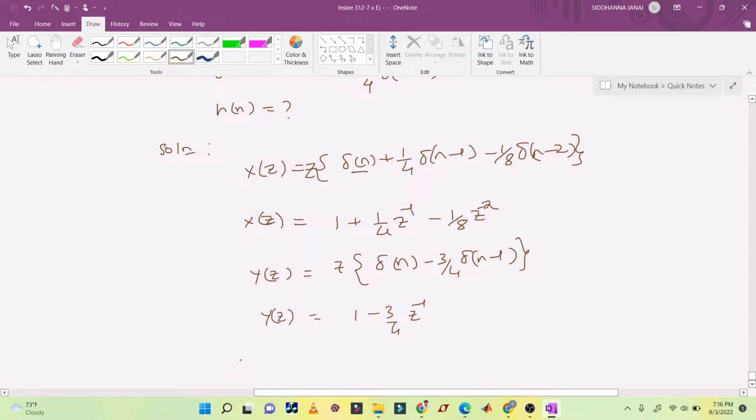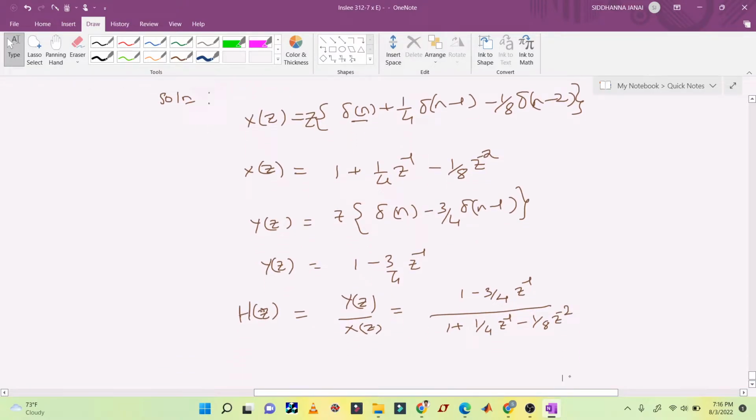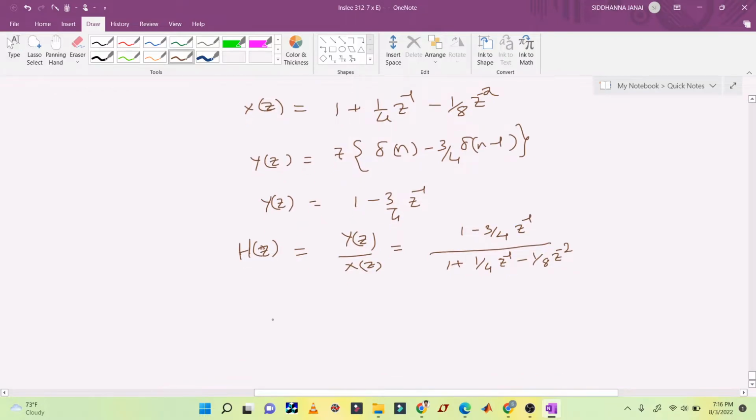So now what is h of z? Now h of z is equal to y of z divided by x of z. So h of z is 1 minus 3 by 4 z inverse divided by 1 plus 1 by 4 z inverse minus 1 by 8 z inverse square. Okay, this is h of z.